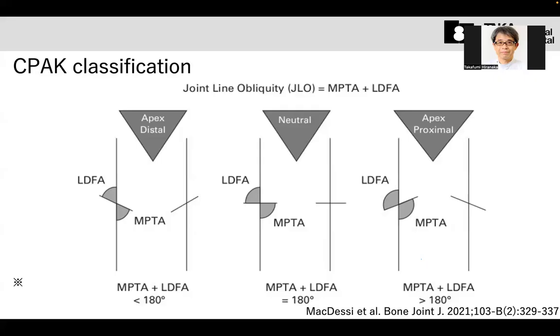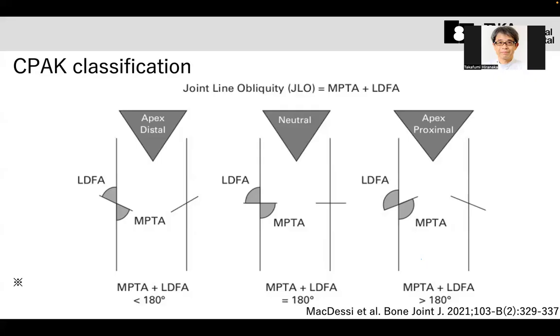But another joint line obliquity exists. One is the joint line orientation angle. The joint line orientation angle is the angle between the floor and the joint line. This is sometimes misunderstood as joint line obliquity, JLOA. If the JLOA is 0 degrees, it means the joint line is parallel to the floor.